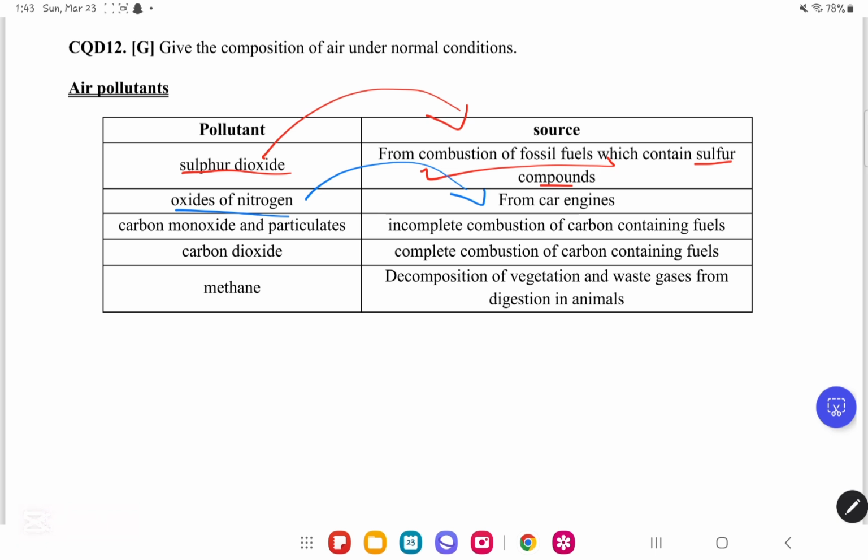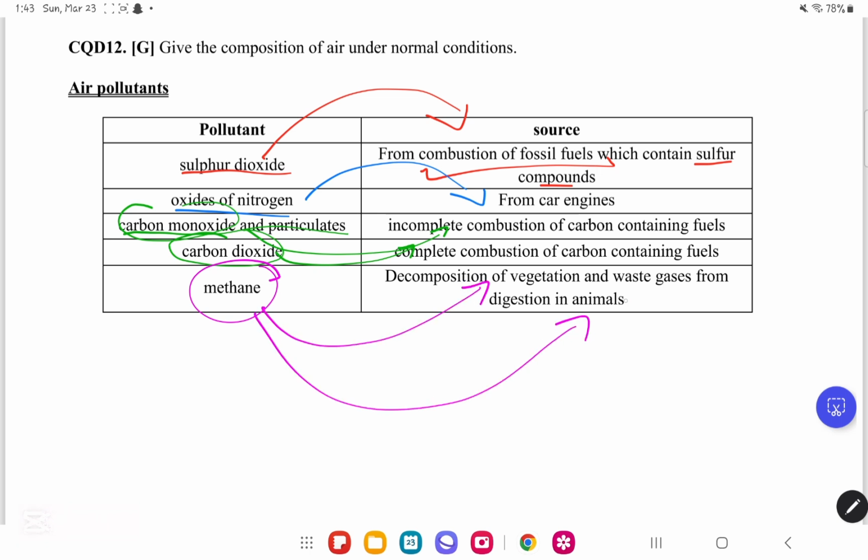So now we move on to what? To carbon monoxide and particulates. Okay, what you need to know, whenever you see carbon monoxide directly, it is incomplete combustion of carbon. However, whenever you see carbon dioxide, it is the complete combustion of carbon, okay, containing fossil fuels. Now, finally, methane. Methane, you can get it in two ways, and usually it's from nature. So usually the decomposition of vegetation and waste gases from digestion in animals, especially the cows.